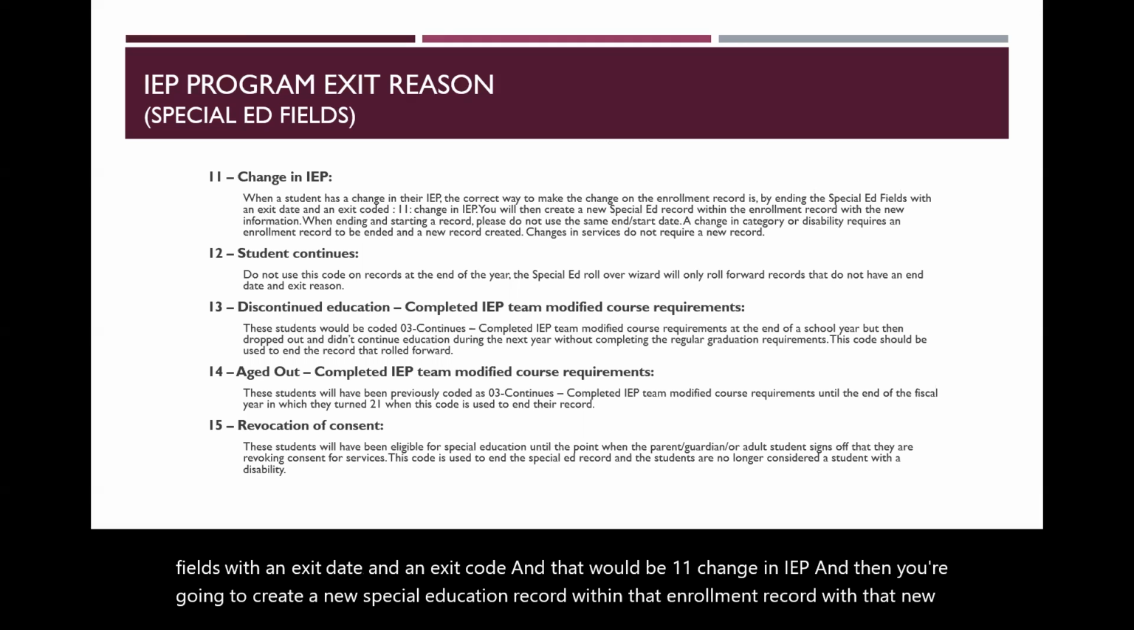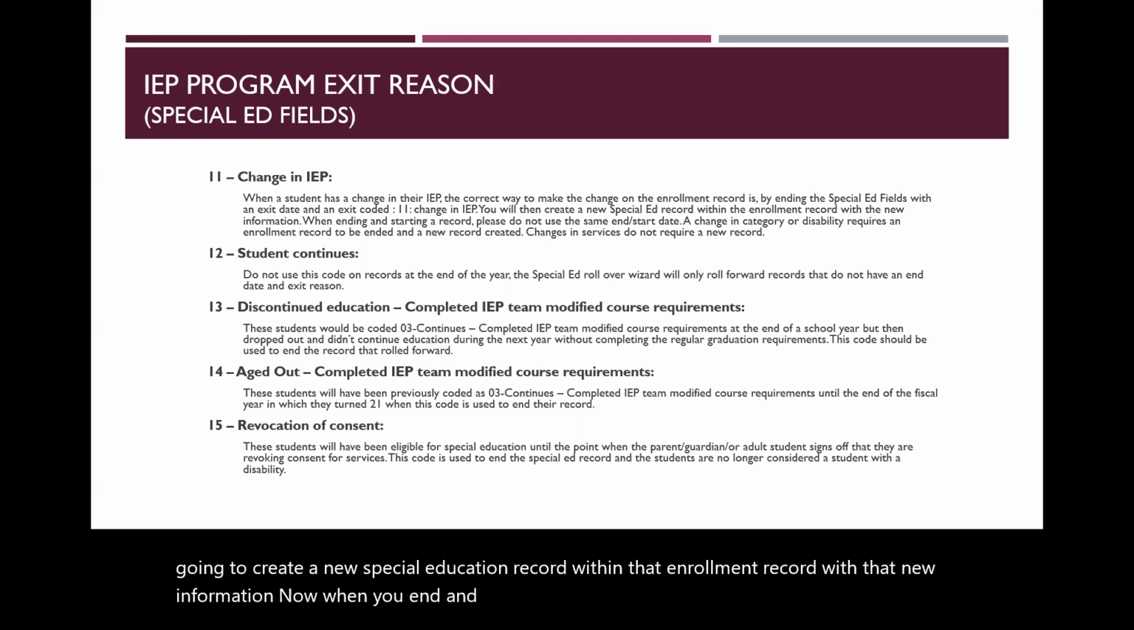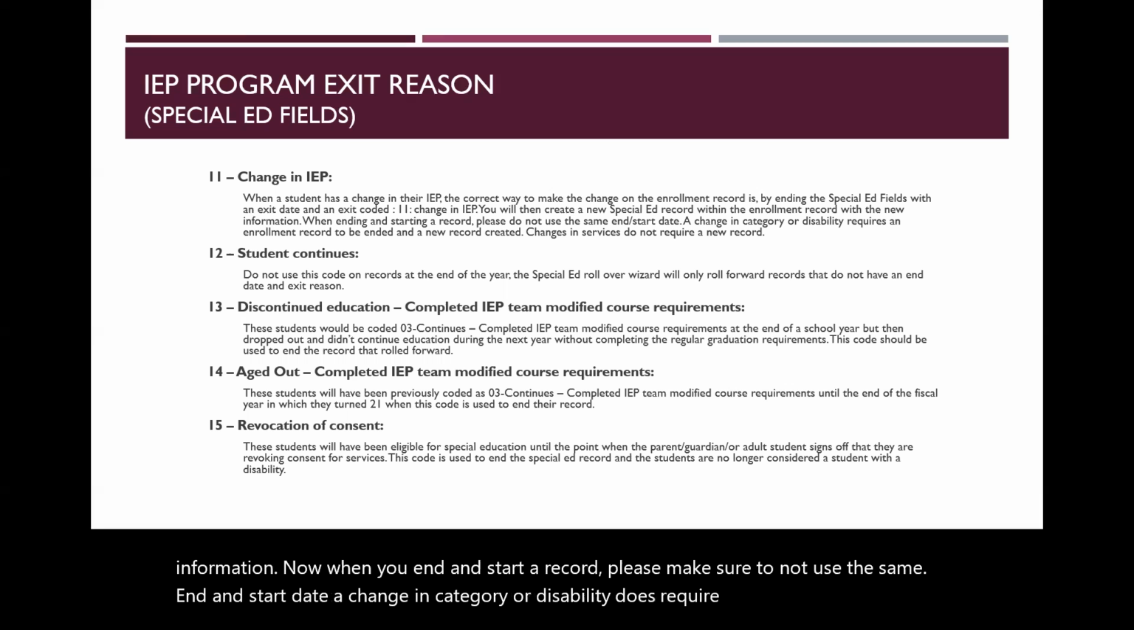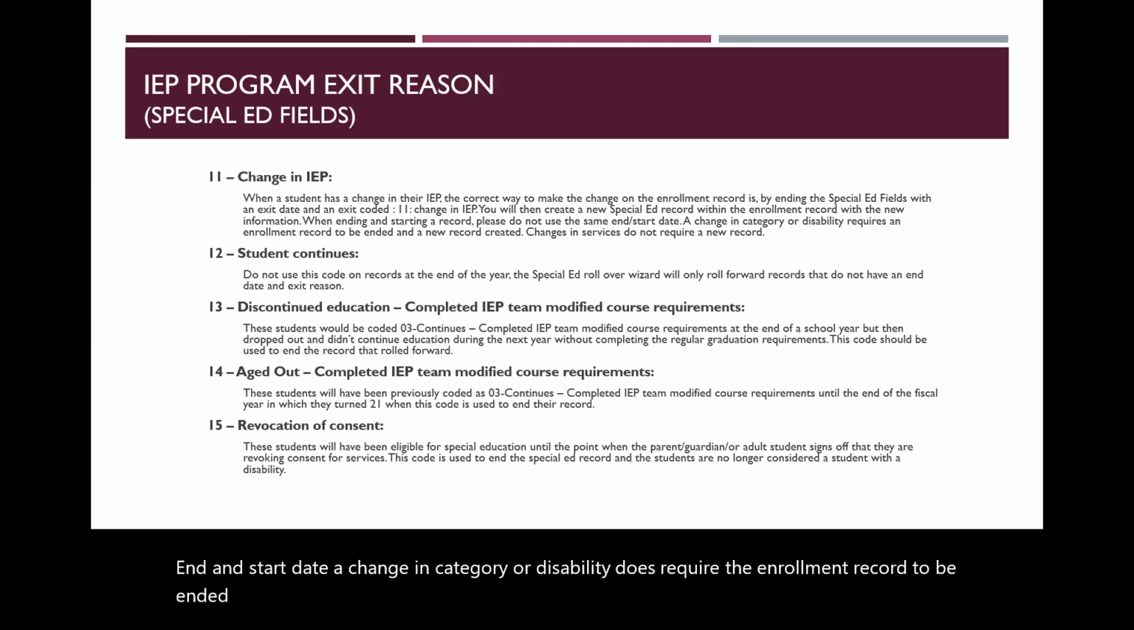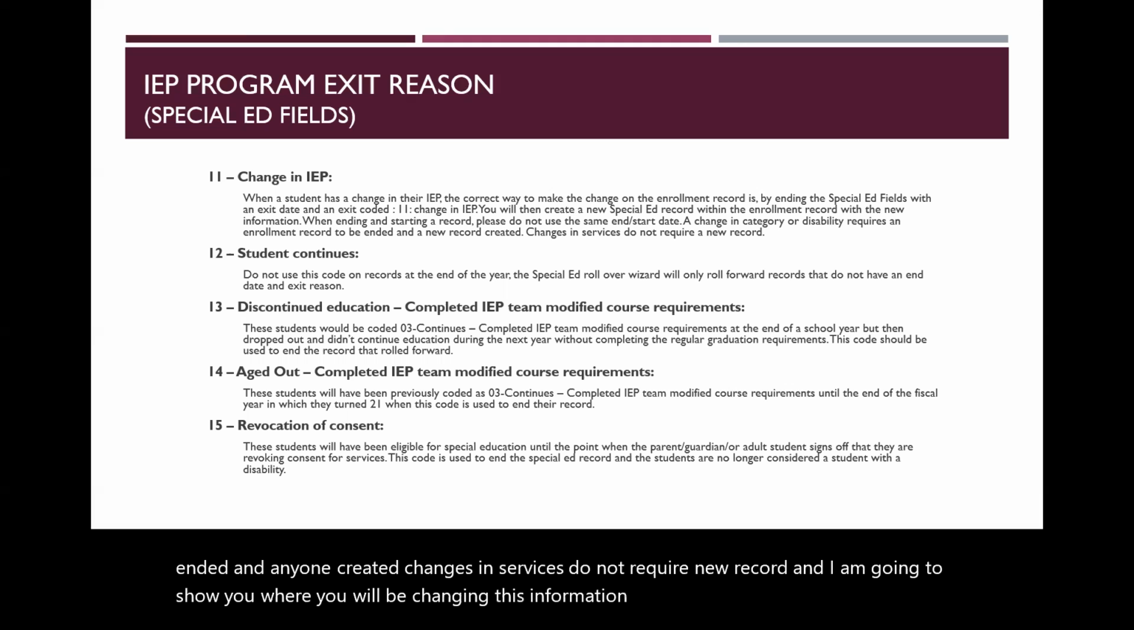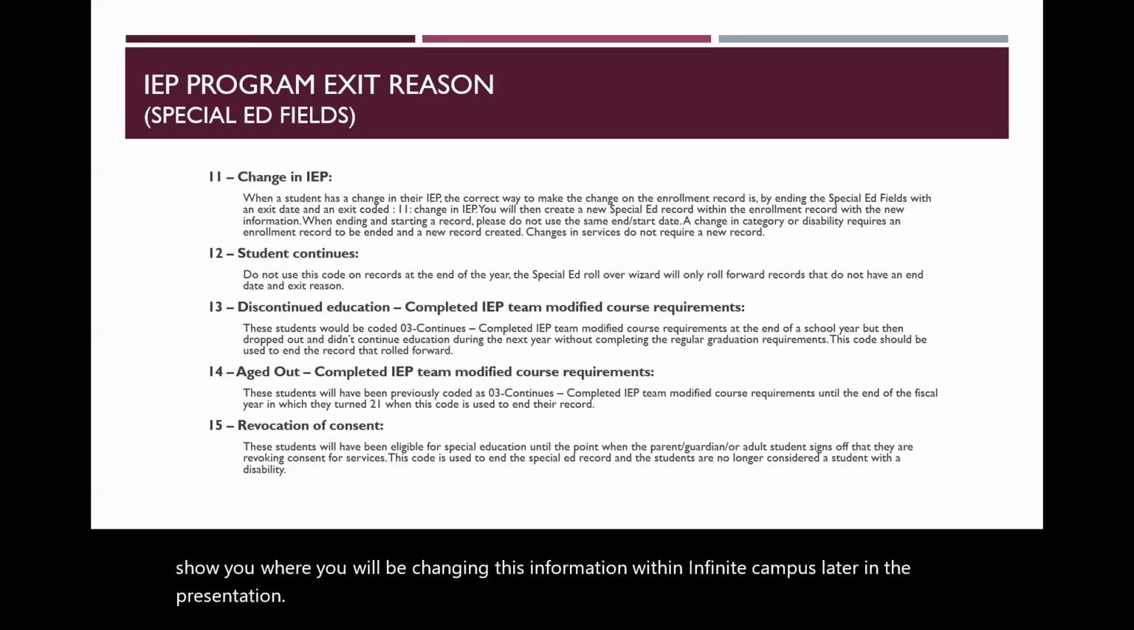Now, when you end and start a record, please make sure to not use the same end and start date. A change in category or disability does require the enrollment record to be ended and a new one created. Changes in services do not require a new record. And I am going to show you where you will be changing this information within Infinite Campus later on in the presentation.